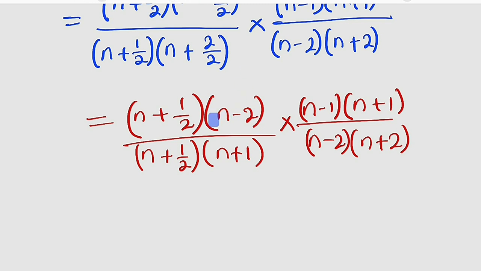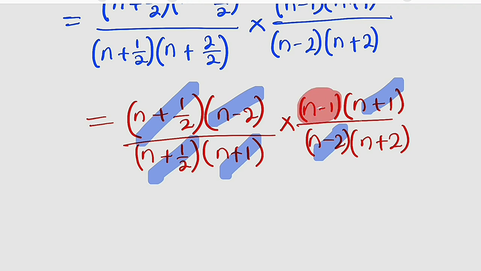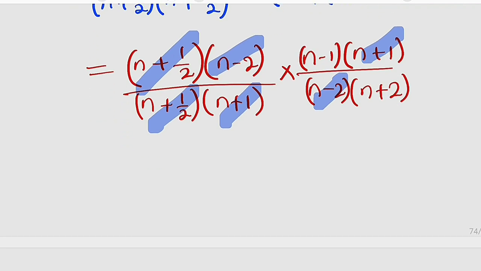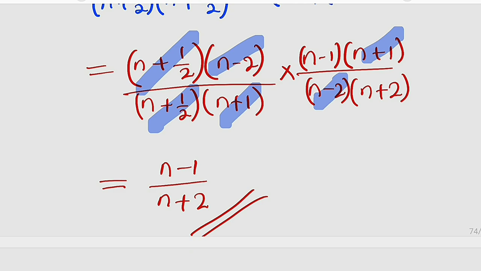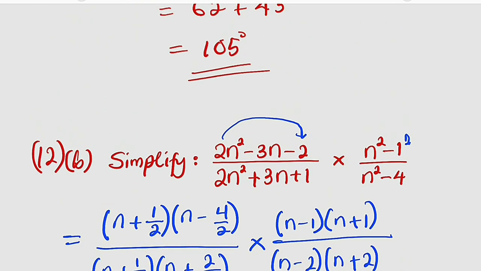Yeah, you can see that this will take care of this, this will take care of this, and this will cancel this. What do we have left? We only have this divided by this. So finally, we have our solution to be n minus 1 divided by n plus 2. As simple as that. This is the simplified version of our expression.